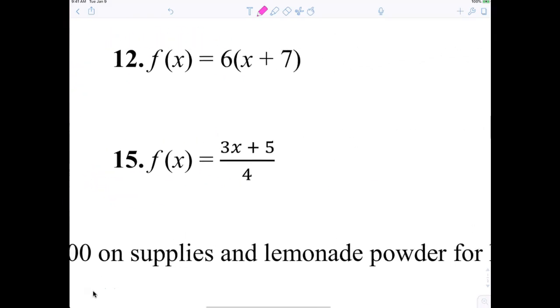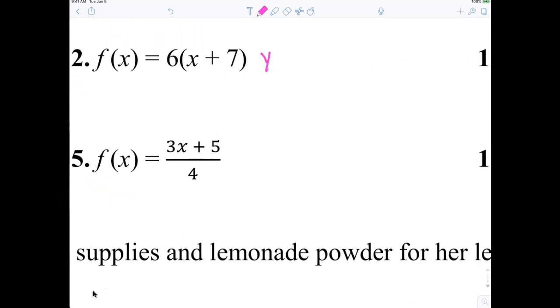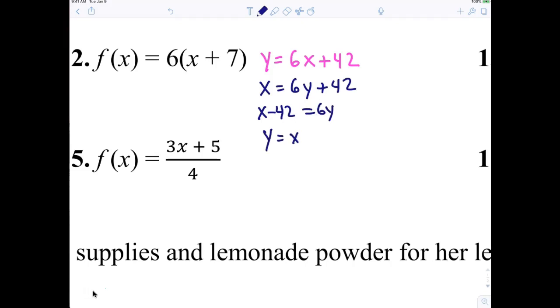All right, everybody try number 12. Now, when you start out with number 12, I tell my kids, to me, it's easier to just go ahead and switch the variables. It's y equals 6x plus 42. Now rewrite it. So x equals 6y plus 42. x minus 42 equals 6y. y equals (x minus 42) all over 6.